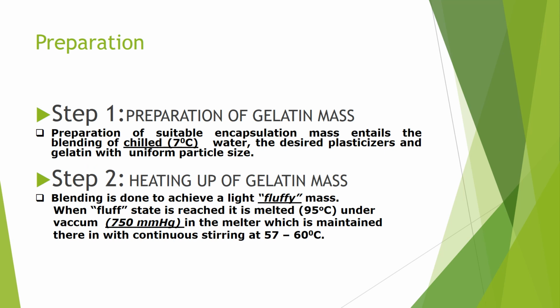Let's have a look at the basic steps required for preparation of soft gelatin capsule. The first step is preparation of gelatin mass, in which three ingredients, that is gelatin, which is our covering layer, then glycerin, which is acting as a plasticizer, and finally water. It is mixed and it is chilled at 7 degrees Celsius.